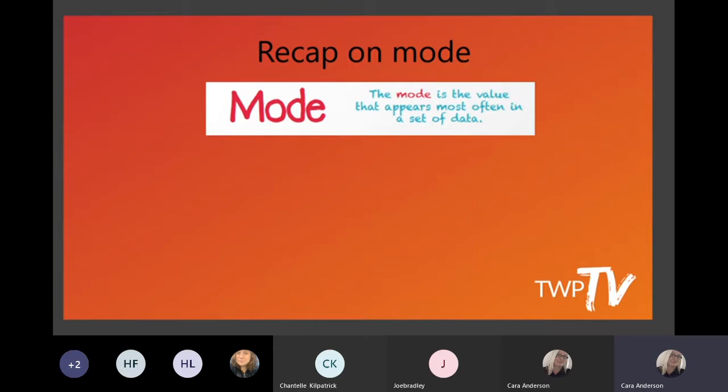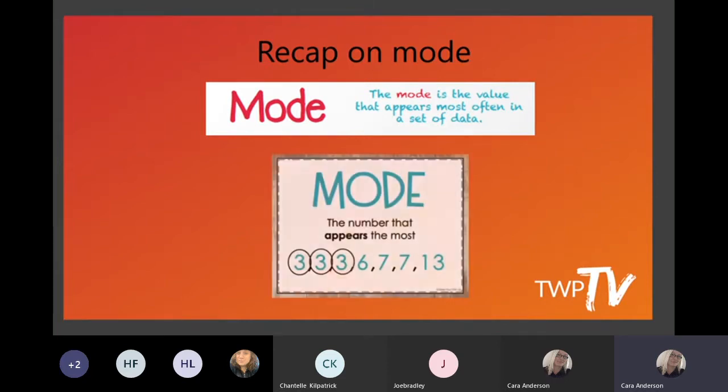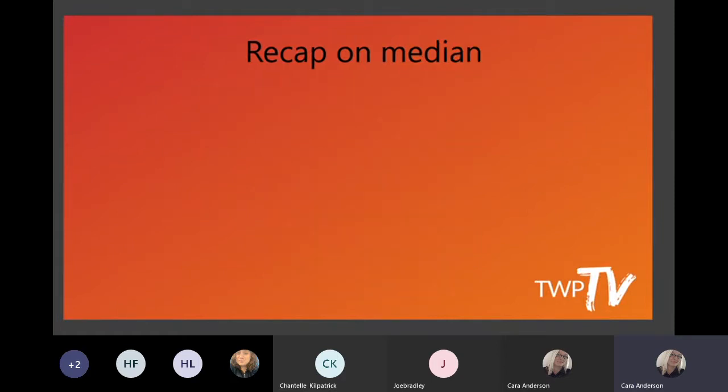So whenever you see mode, think of most, and that will help remind you of which one it is that they're looking for. So the example, obviously there you've got a set of data. This one's nice, it's all in order anyway. Number 3 comes up 3 times. 7's only there twice, so 3 is your mode. It's the most common number that comes up.